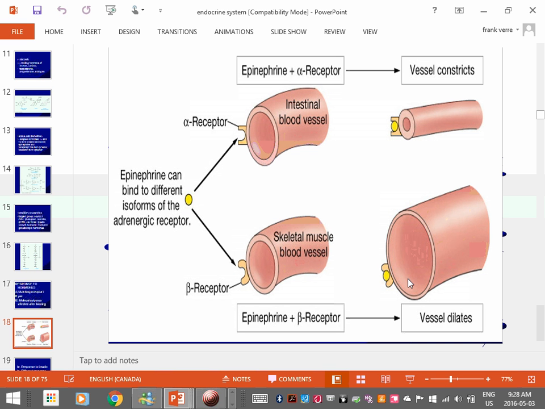So far, we've learned two things. Not all cells will respond, and the second thing we learned is not all cells will respond the same way. But in this case, why? There's got to be a reason. Why do some blood vessels constrict, and why do some blood vessels dilate?